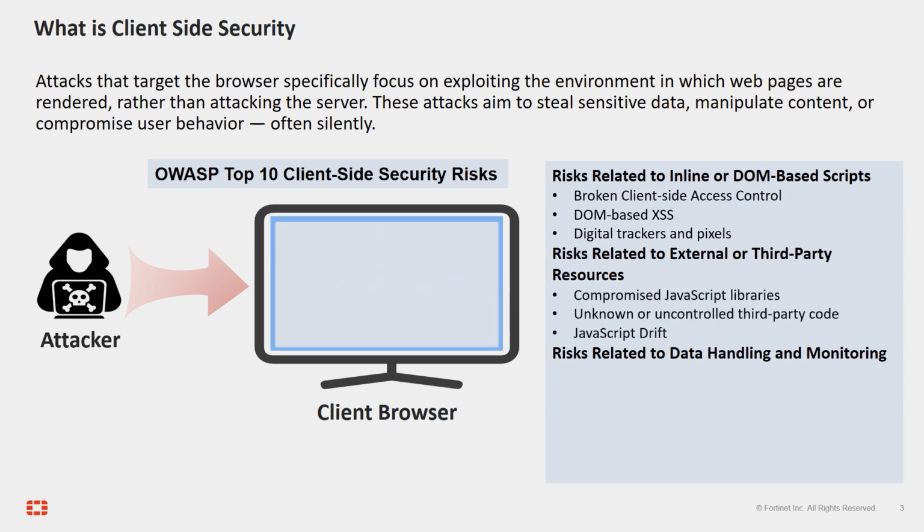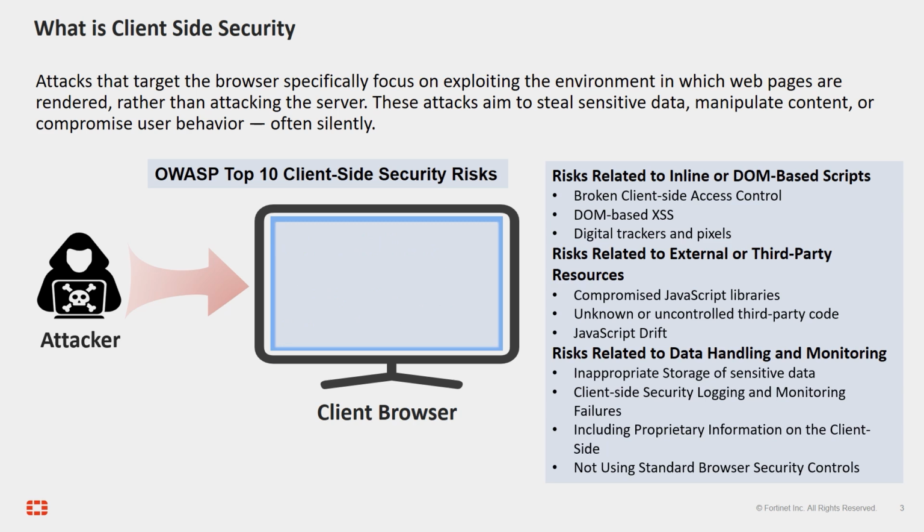Next, risks related to external or third-party resources. These risks stem from loading external JavaScript libraries or third-party services. If those resources are compromised or behave unexpectedly, they can jeopardize security. Examples: a CDN-hosted library is altered to include malicious payloads. A script from an unknown or untrusted source accesses the DOM, cookies, or form inputs, potentially to steal data or inject ads. A vendor adds features to a hosted script that unintentionally introduce vulnerabilities.